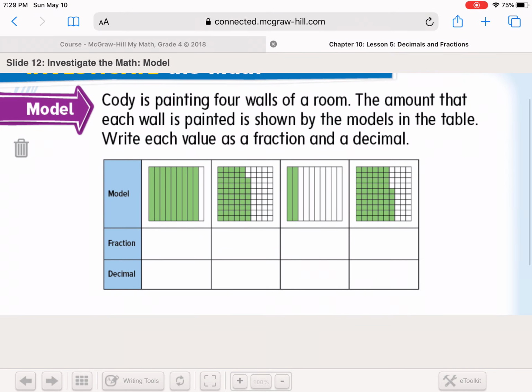Okay, Cody is painting 4 walls of a room. The amount that each wall is painted is shown by the models in the table. Write each value as a fraction and a decimal. Okay, so how many do I have shaded in here?